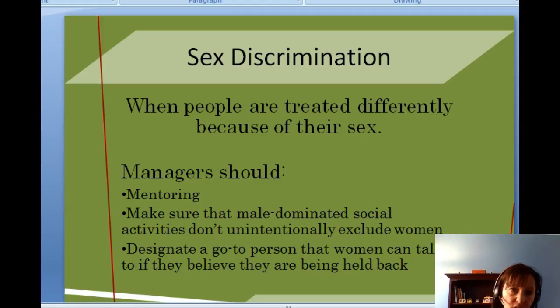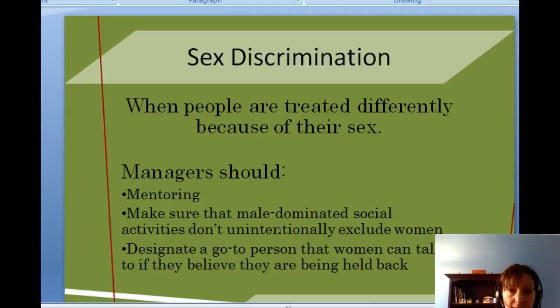Sex discrimination occurs when people are treated differently on the basis of their sex. Some ways to mitigate that are through mentoring programs. And in fact, there is a lot of evidence suggesting that women are either dissuaded from engaging in mentoring programs or are not given the same opportunities to get the same mentors that men are given.